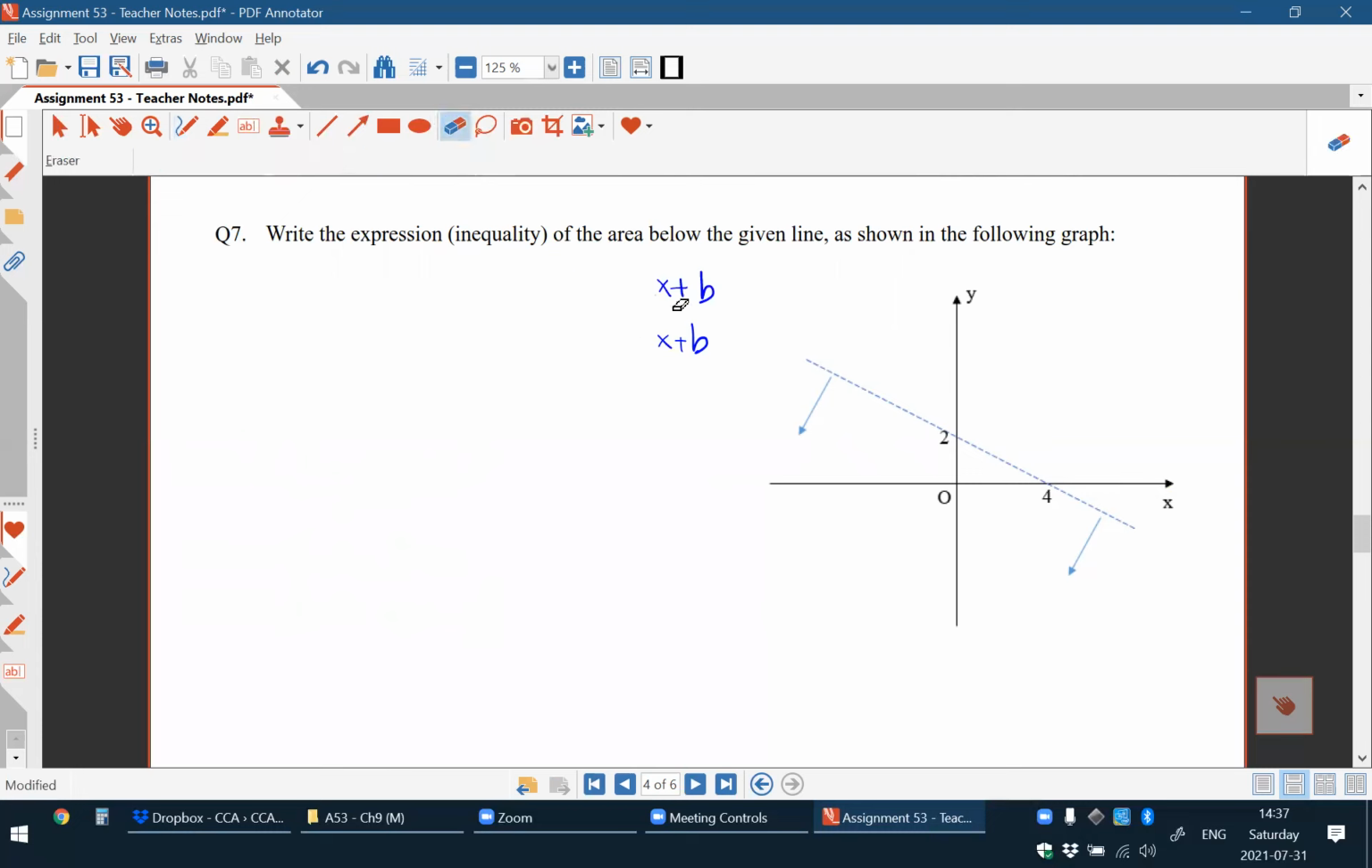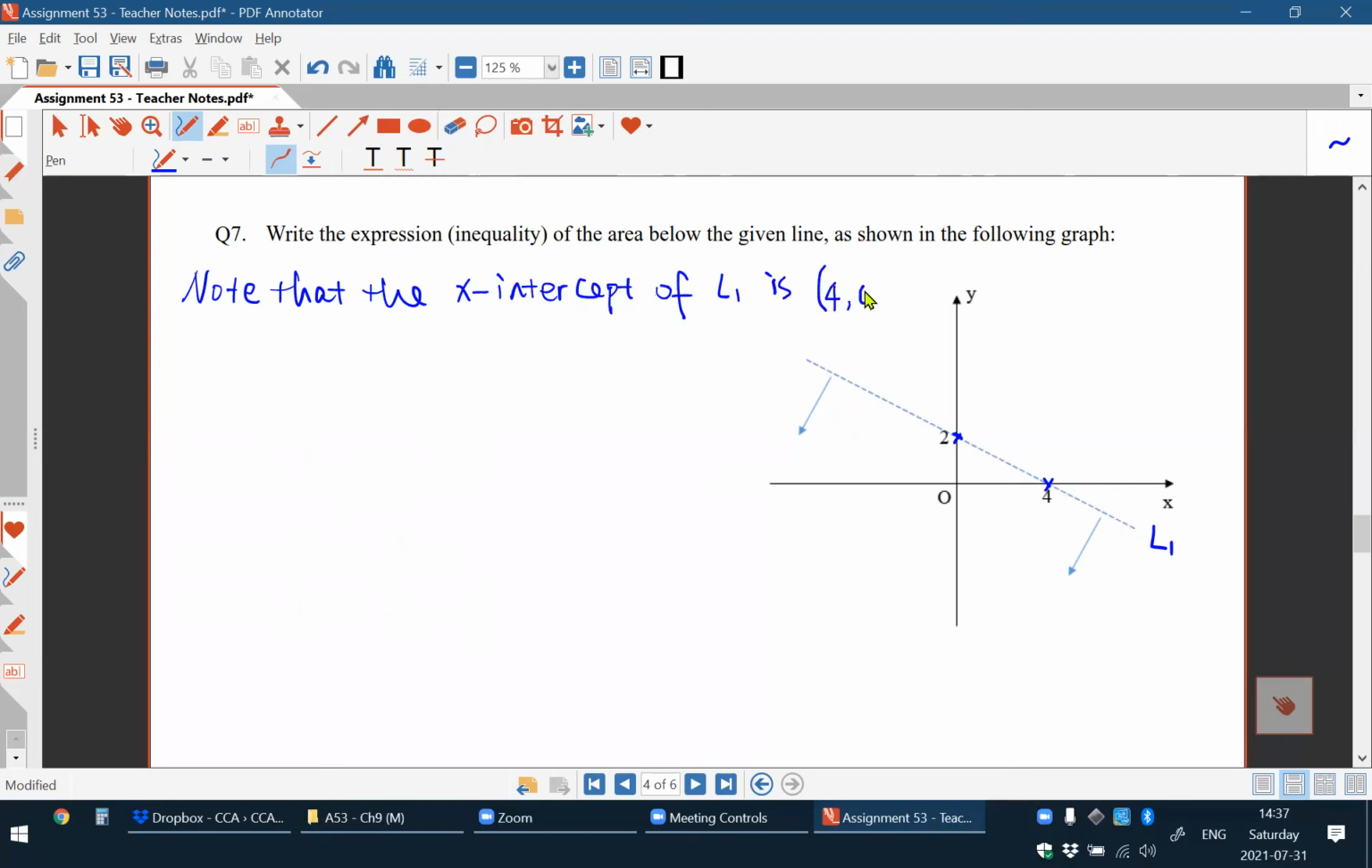Okay, so first of all, we need to find the equation of this boundary line. Note that we know the y-intercept is (0, 2) and the x-intercept is (4, 0), right? Let's call this line 1. The x-intercept of line 1 is (4, 0), and the y-intercept of line 1 is (0, 2).